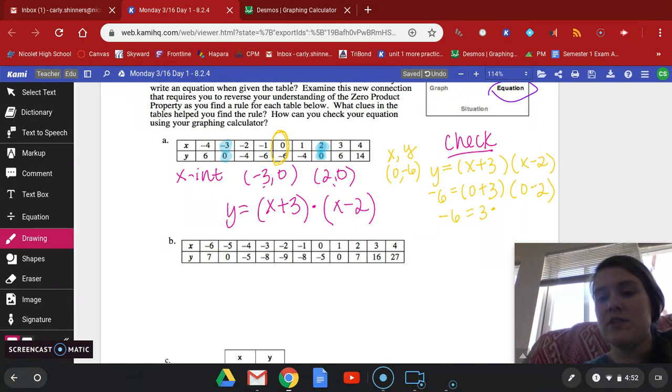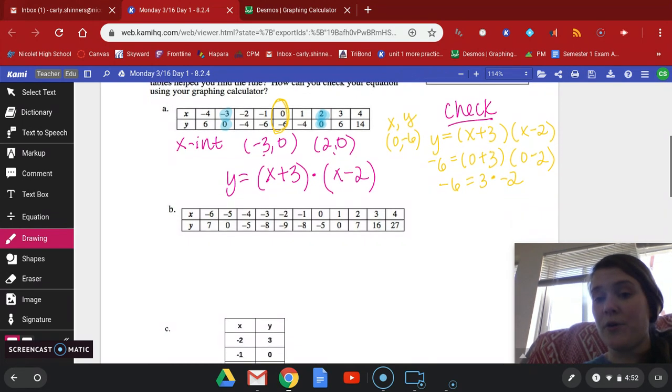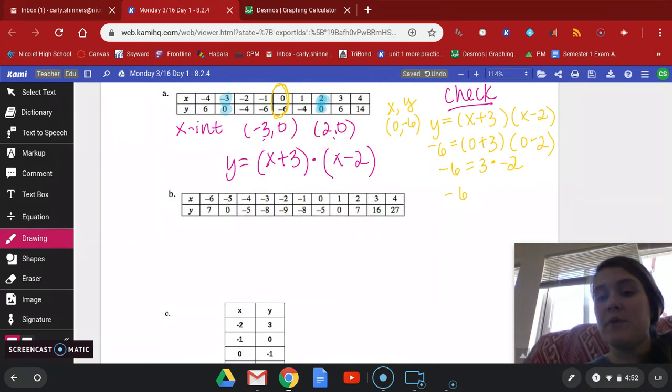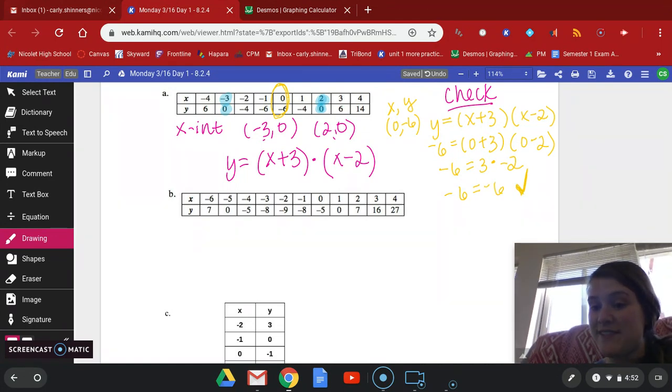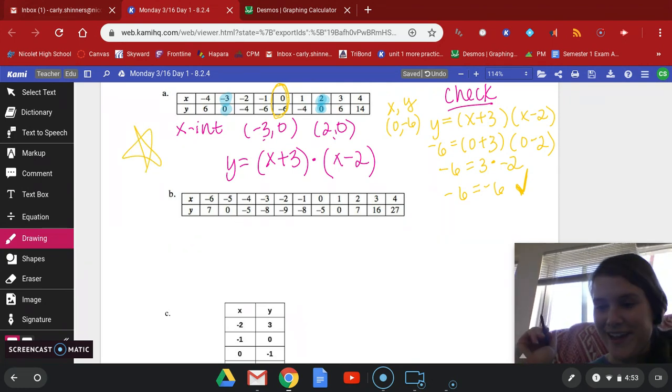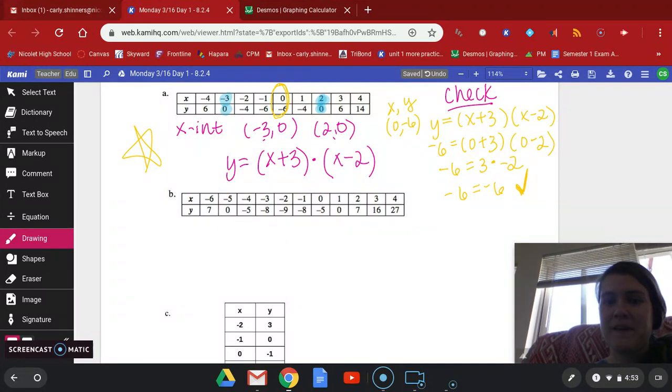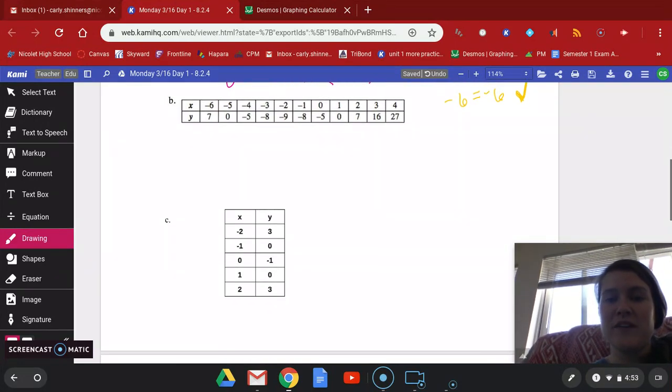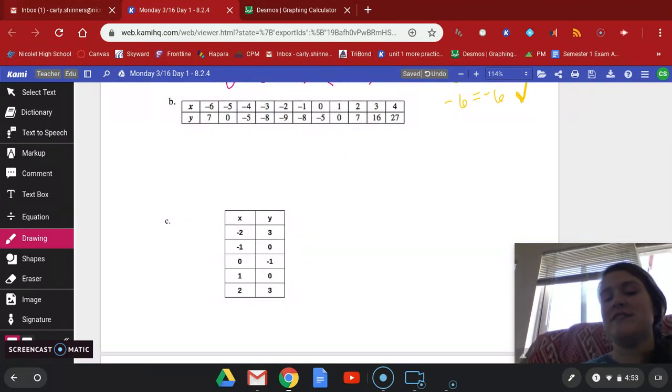0 plus 3 is 3. 0 minus 2 is -2. 3 times -2 is -6. So I end up getting -6 equal to -6, which tells me I am doing great. I got the right equation. Let's move on to the next one. That one worked out great.